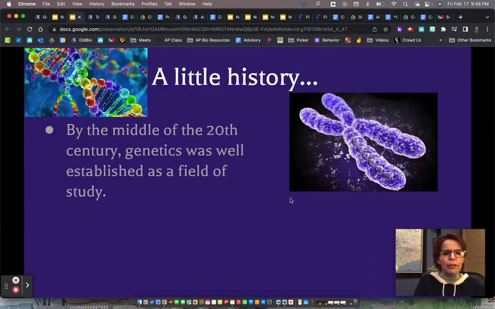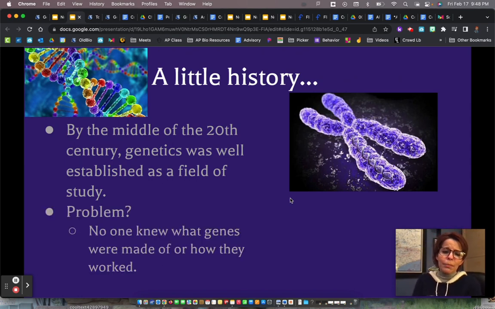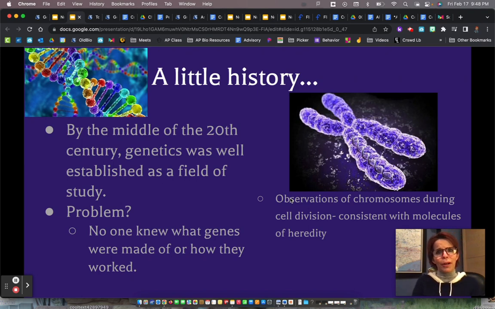Okay, so a little background information. By the middle of the 20th century, genetics was well established as a field of study. The problem: no one knew what genes were made of or how they work. In fact, when Mendel was doing his pea plant experiments, he had no idea what a chromosome was. And yet, this entire field of genetics was designed around something they didn't know what it was.